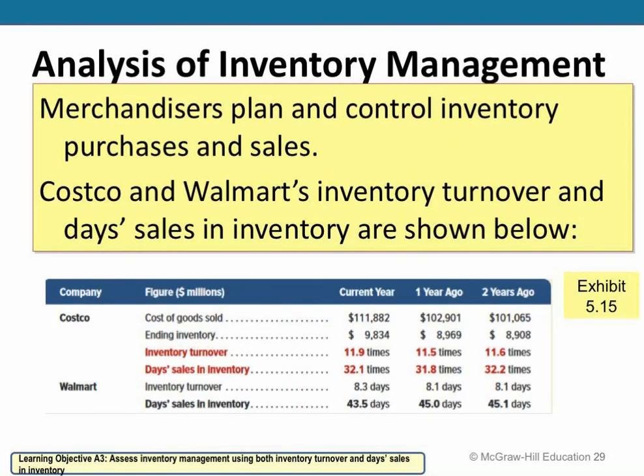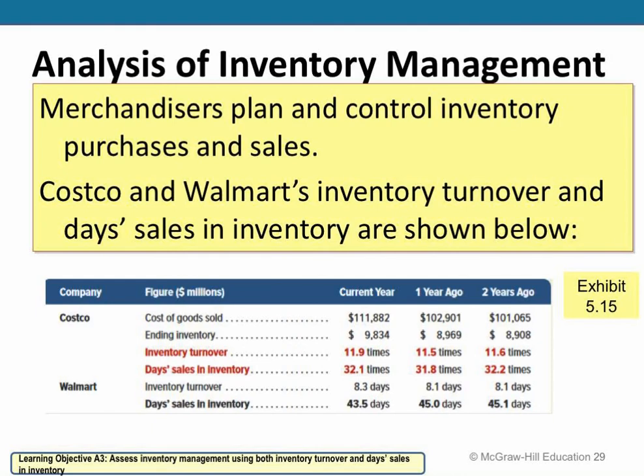And then when we're comparing these, again, we don't know what a good inventory turnover is in a vacuum, so we're going to do one of two things with it. Either we're going to look at it against a competitor. Here, 11.9 times is what Costco has, and 8.3 is what Walmart has for the turnover.